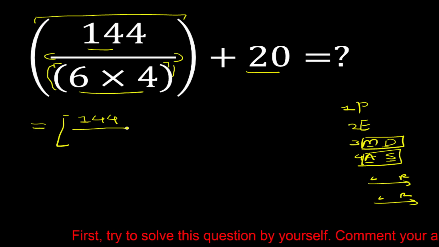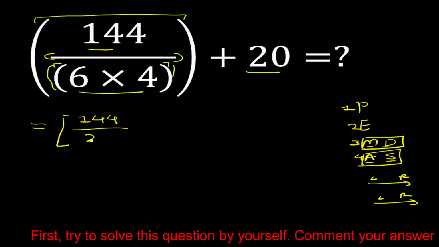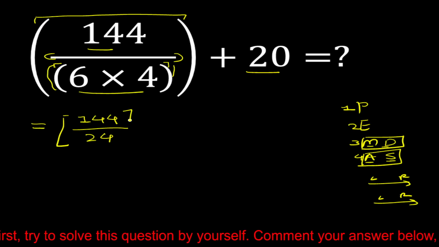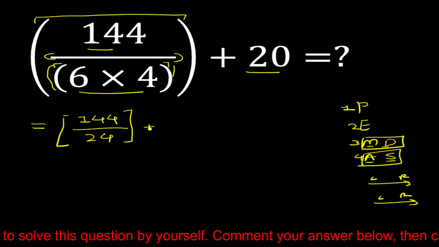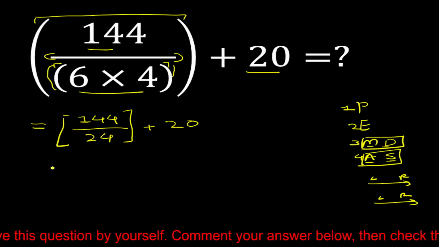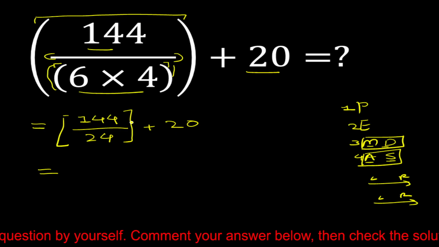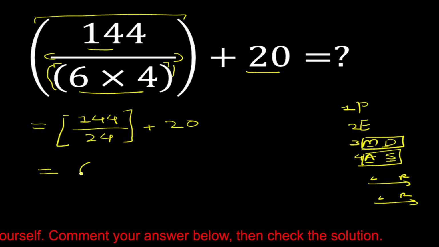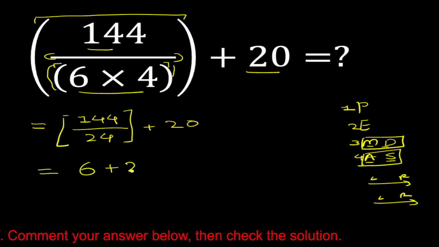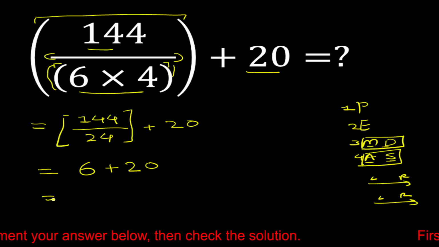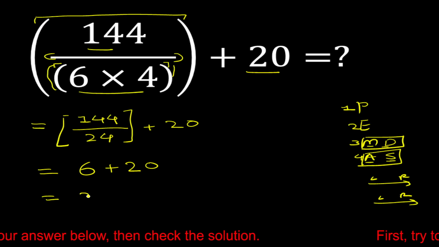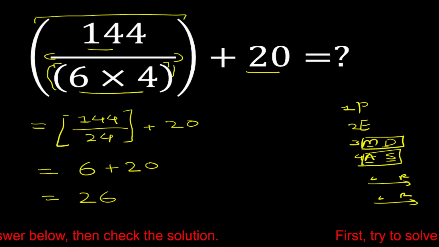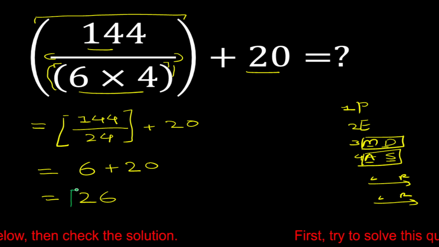144 divide 6 multiply 4 is equal to 24. Then close this parenthesis, plus 20, is equal to, now 144 divide 24 is equal to 6, plus 20. So now 6 plus 20 is equal to 26. Okay. So the correct answer is 26.